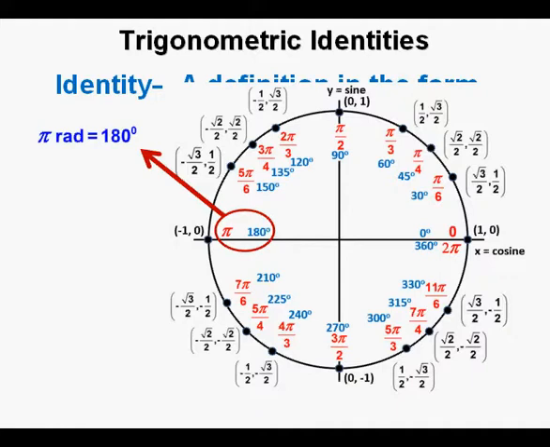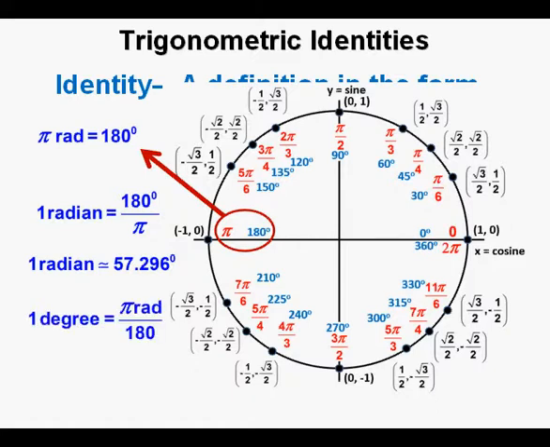Here's another example that we can pull from the unit circle, and it's pi radians equals 180 degrees. And using this basic identity, we develop that 1 radian is equal to 180 degrees divided by pi. And by dividing it out, we get that 1 radian is approximately 57.296 degrees. And also that 1 degree is equal to pi radians over 180.